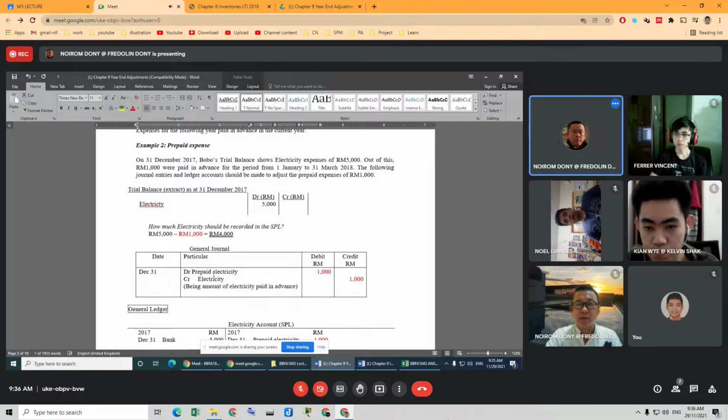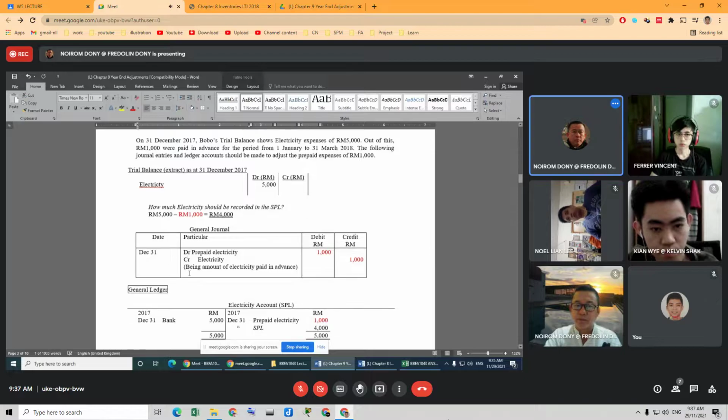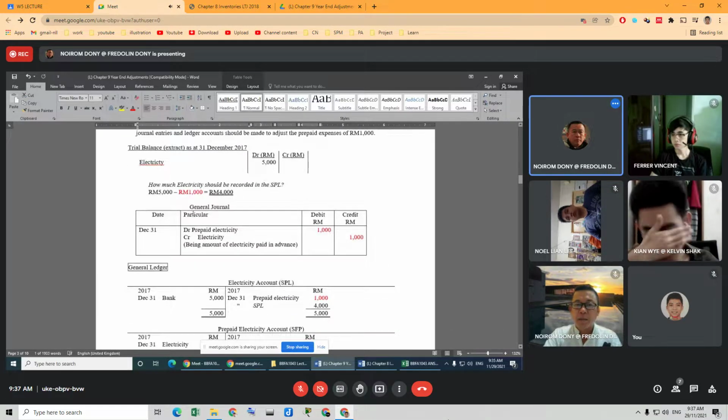Easy, isn't it? Okay, just remember, when we reduce a debit item, we credit electricity, and then the corresponding account needs to be debited. So what should we name it? Prepaid electricity. And this one is done at the year end, December 31st. So by having this prime entry, then we do the double entry in the journal ledger.